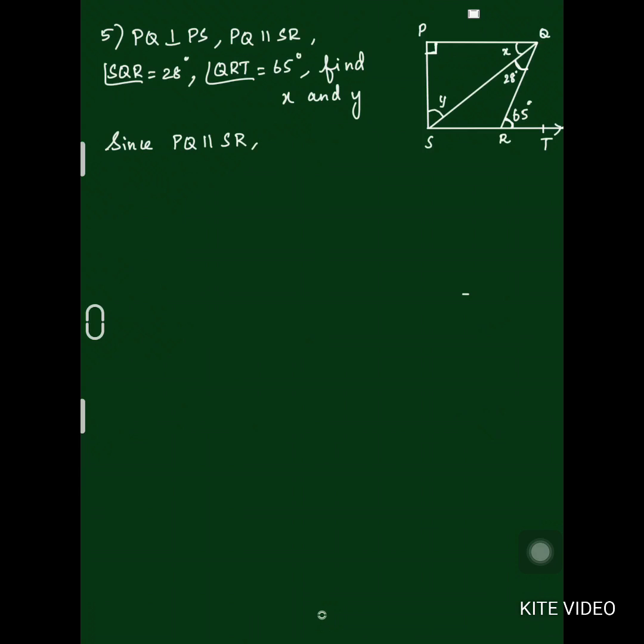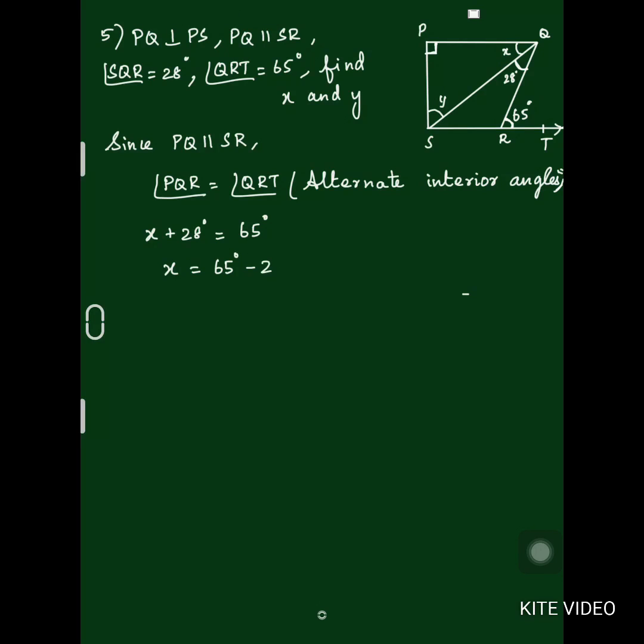So PQ and SR are parallel, so angle PQR will be equal to angle QRT. What is the reason? Alternate interior angles. PQ and SR are parallel and QR acts as a transversal. And what is angle PQR? Angle PQR is nothing but X plus 28. So X plus 28 degrees is equal to what is QRT given? 65 degrees. From this X is equal to 65 minus 28. So X is equal to 37 degrees.